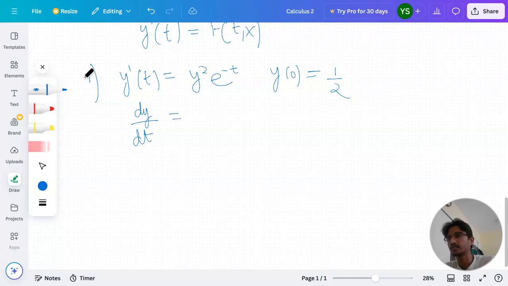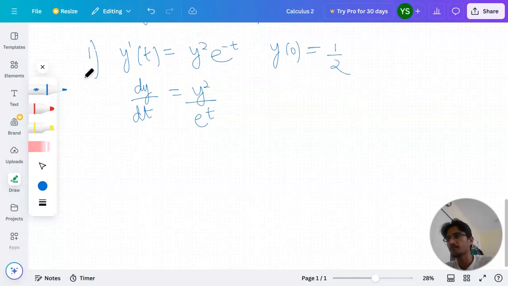Both are the same thing, but this is in a different form, as you will see in a bit. And on this side, y squared, since this is e to the negative t, I'm going to write down e to the t on the bottom.